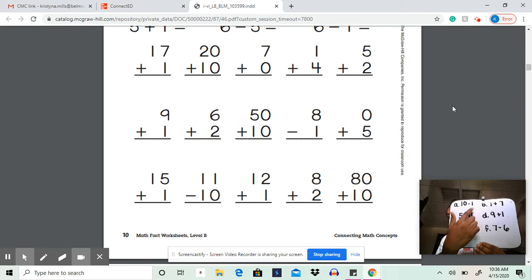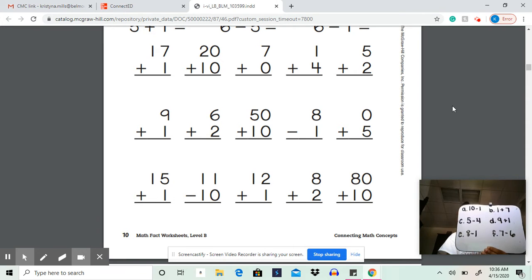10 minus 1. What's the problem? 10 minus 1. Good. And what's the answer? 9. If you got 9, I want you to kiss your brain. Awesome. 10 minus 1 equals 9.